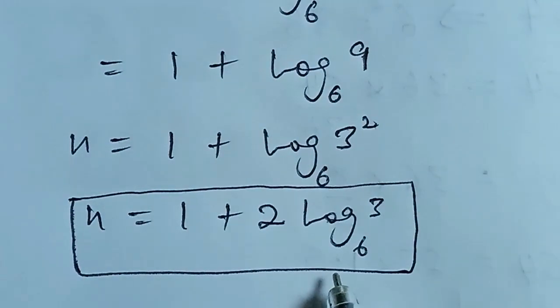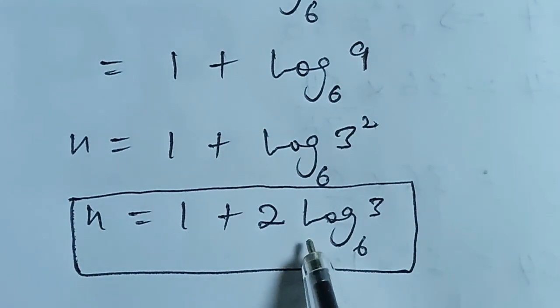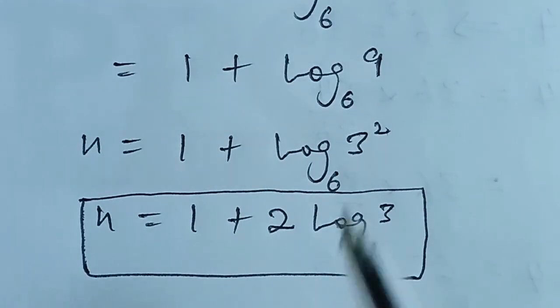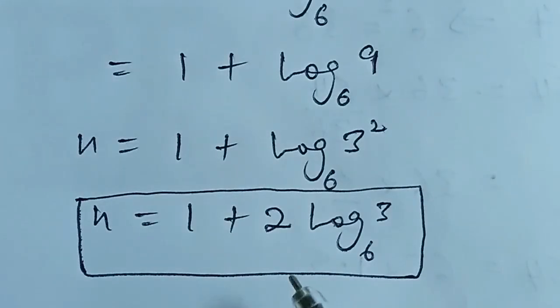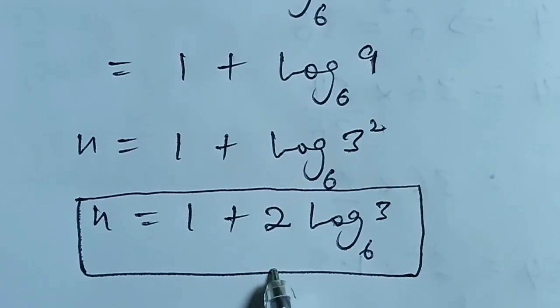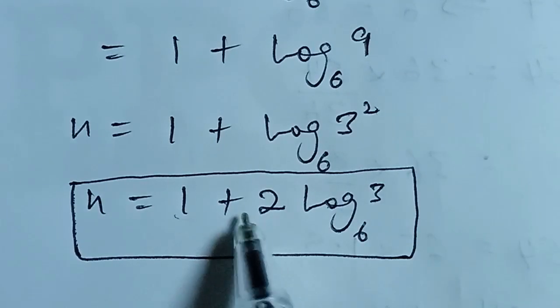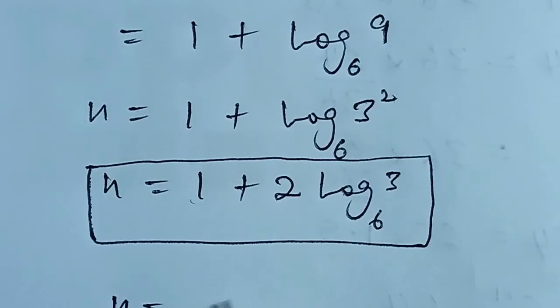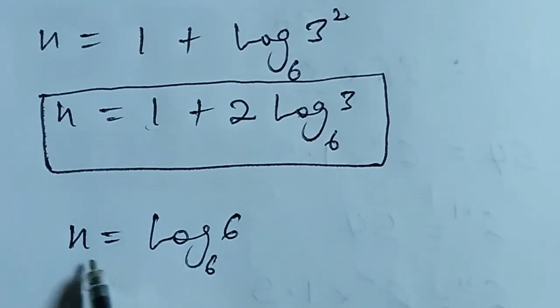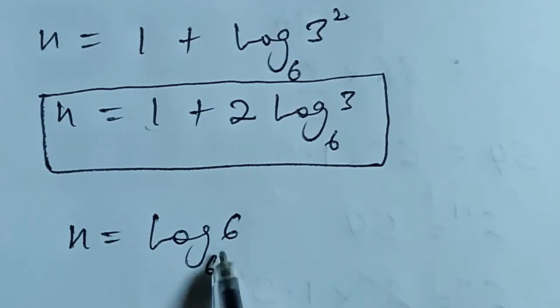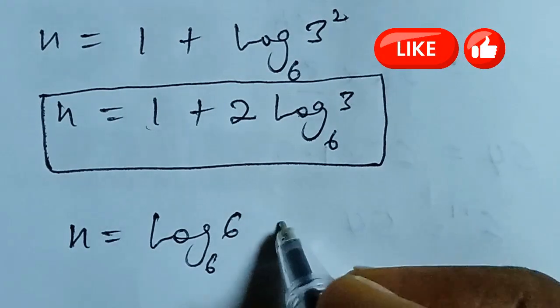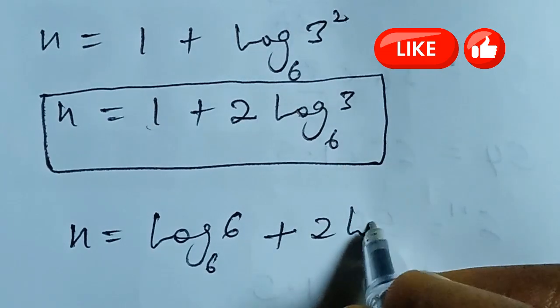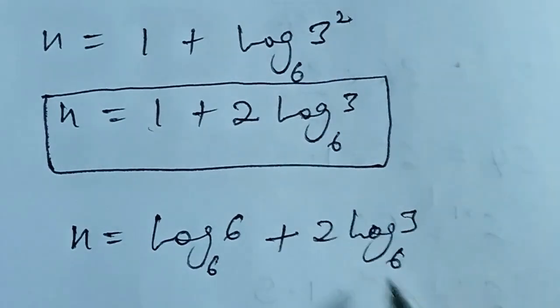And this is the proof. We can do the reverse version of this as well by proving this back to what we have earlier. So if we want to do that as well, we can also say from this value of n, n will now be equal to log base 6 plus 2 log 3 base of 6.